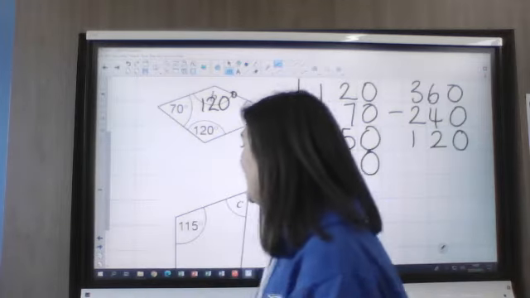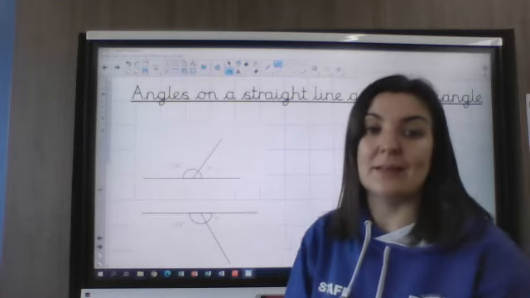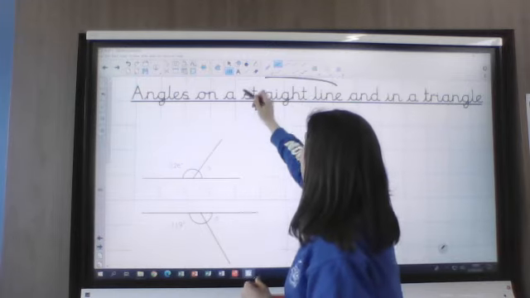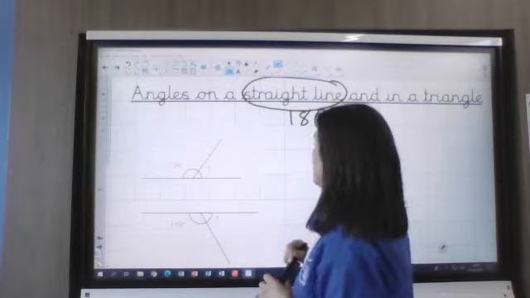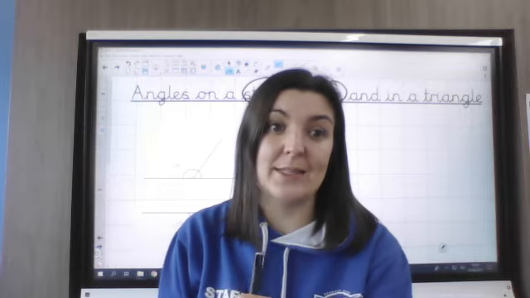So we're going to move on now to angles on a straight line. Okay, so if you've got angles on a straight line, they add up to 180 degrees. Okay, so on any straight line, your angles will add up to 180.